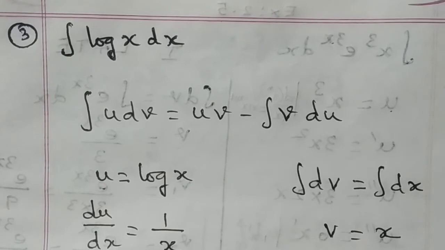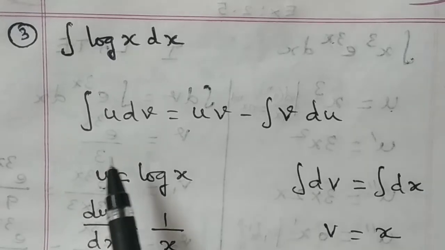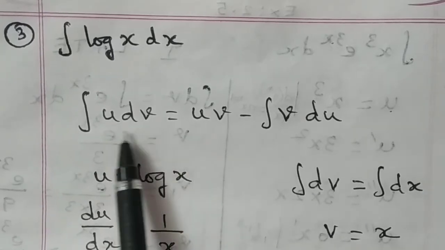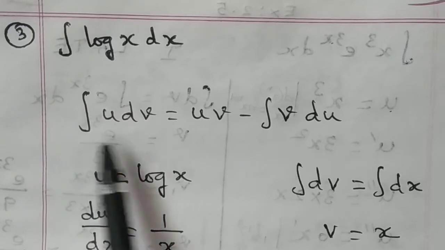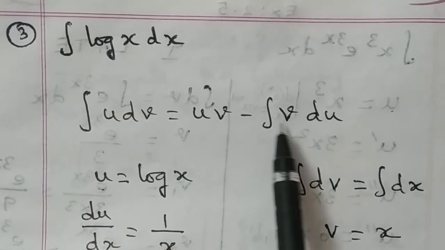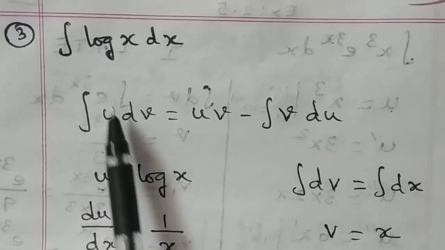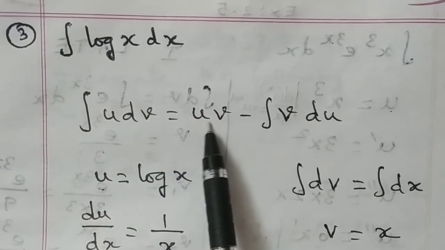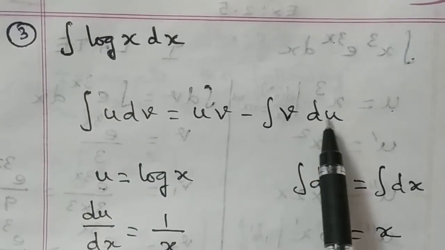Question number 3. Integral of log x into dx. Here there is only one term, so we use the simple integration by parts formula. What is the integration by parts formula? Integral u dv equals uv minus integral v du.